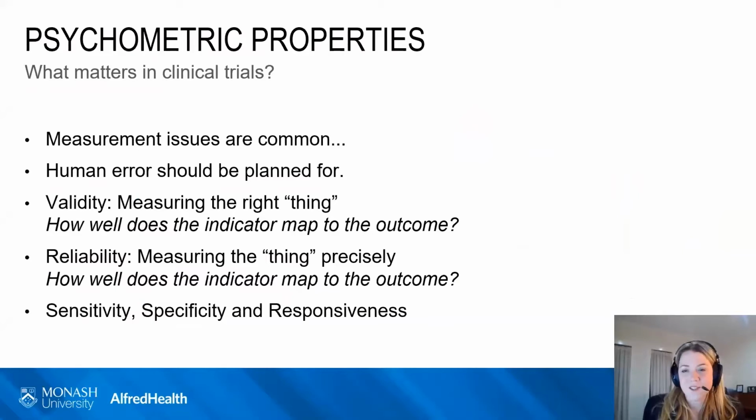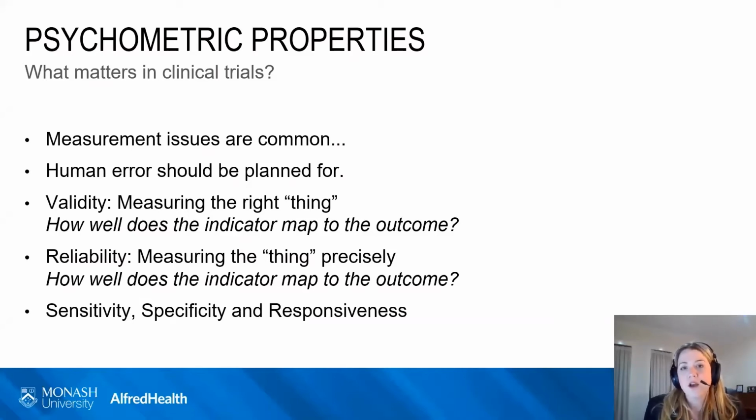And now I want to touch on psychometric properties. In selecting your outcome measurement tool, we should of course do so with an understanding of the outcome measurement tool's psychometric properties. But before we get started on the psychometric properties of the tool, I do want to make the point that measurement issues are common in clinical trials, and that human or device error can lead to erroneous values being recorded. So a tip from me is to ensure that you plan for them so you can hopefully avoid them.